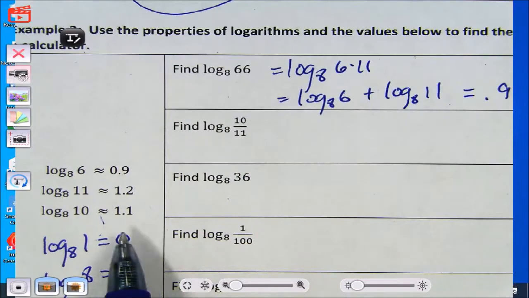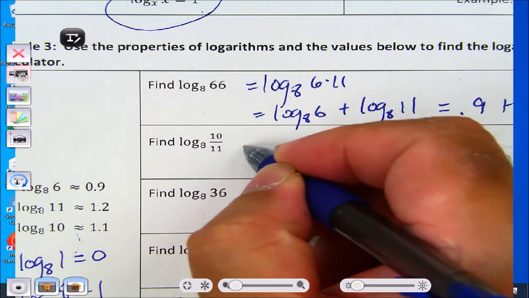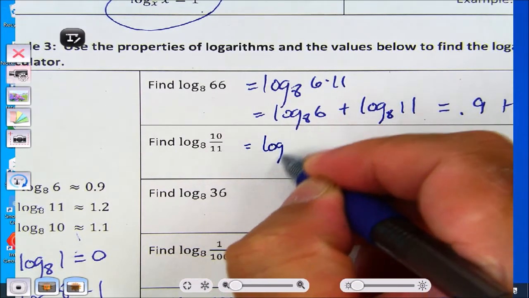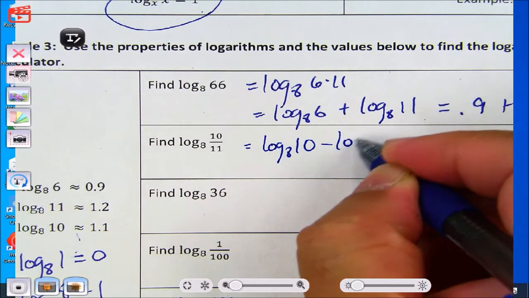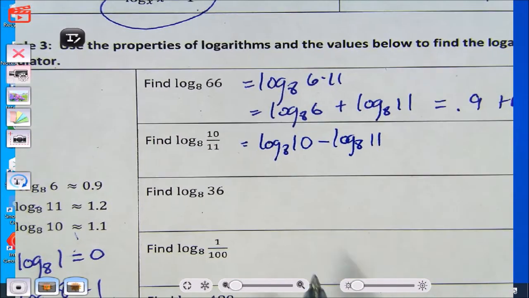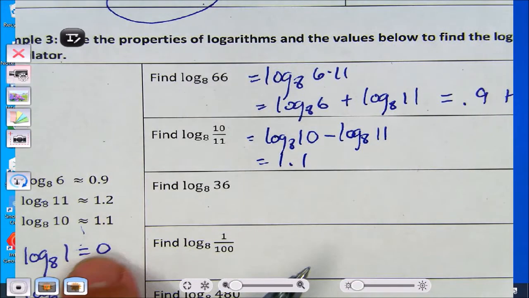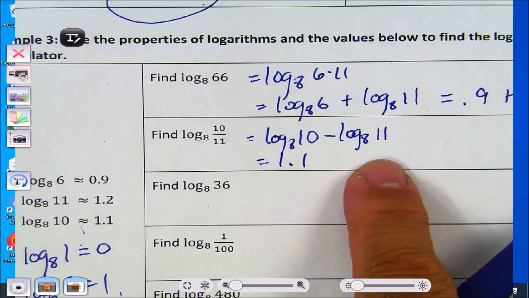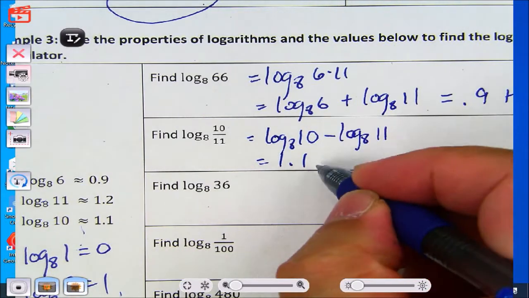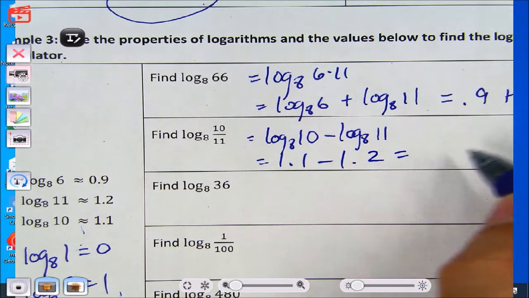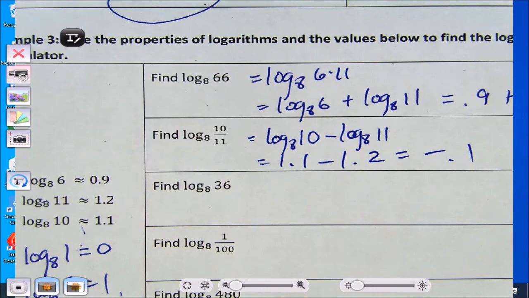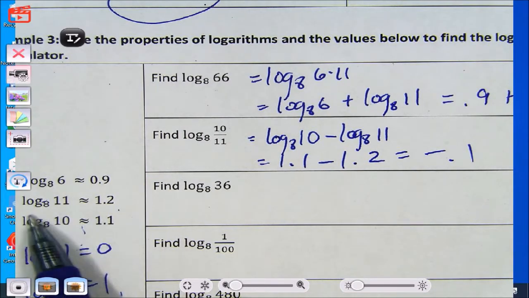All right, so I have a 10 and 11, and I already have a 10 and 11. So what I'm going to do is write that as a subtraction. So it's log base 8 of 10 minus log base 8 of 11. But what's log base 8 of 10? 1.1, right? We're just given that over here. And log base 8 of 11 is 1.2. So we just do minus 1.2, which is negative 0.1. Where'd the 1.2 come from? Over here.